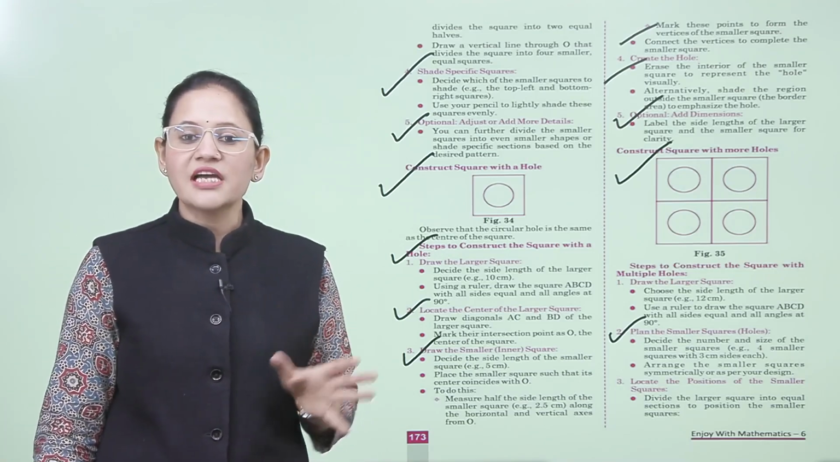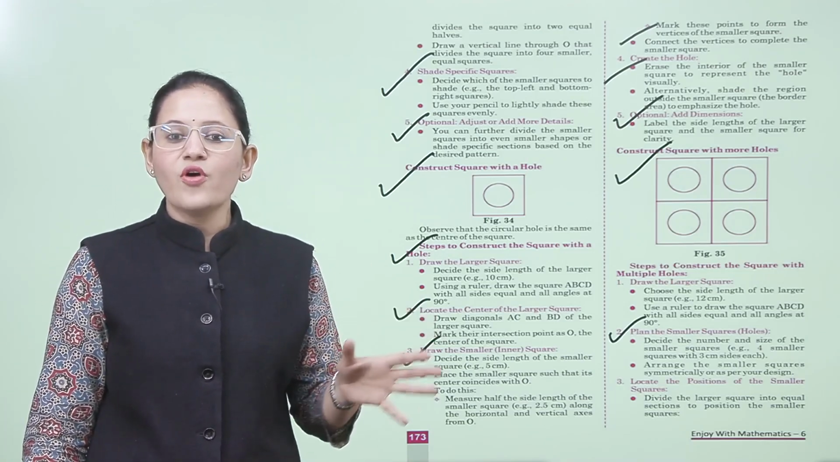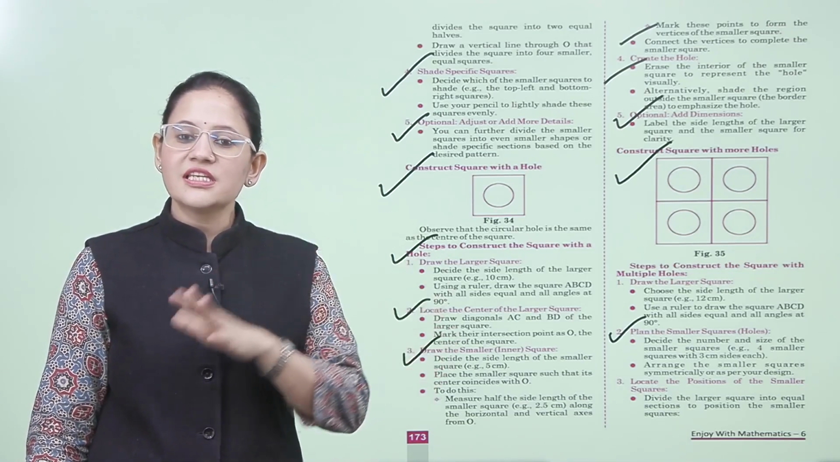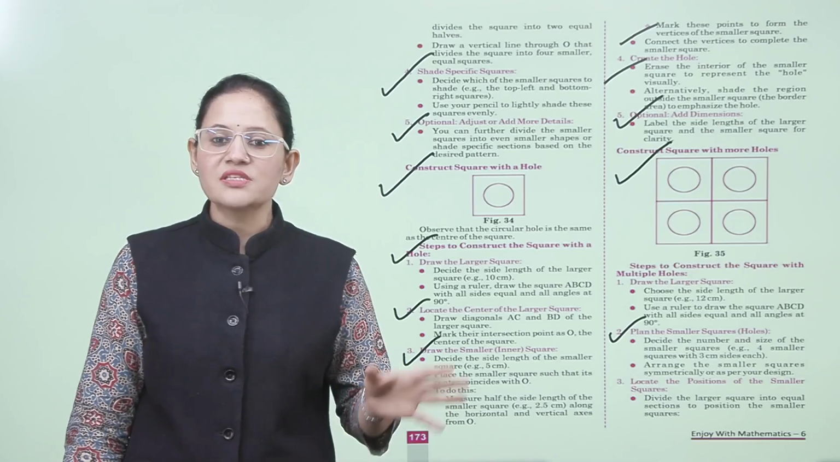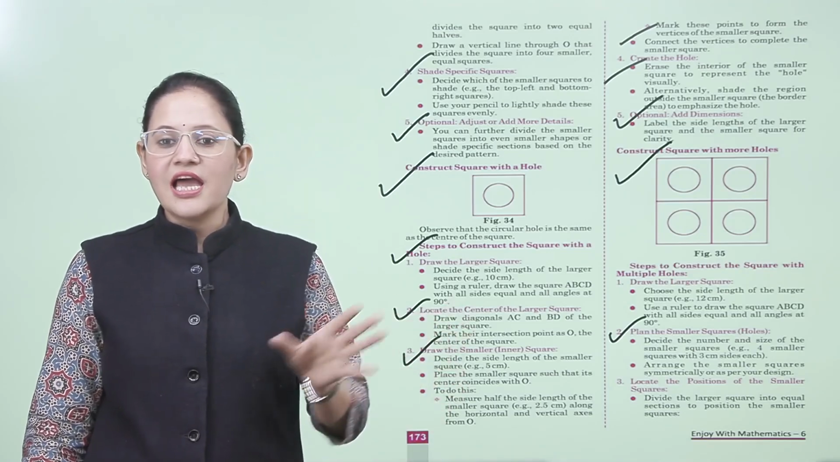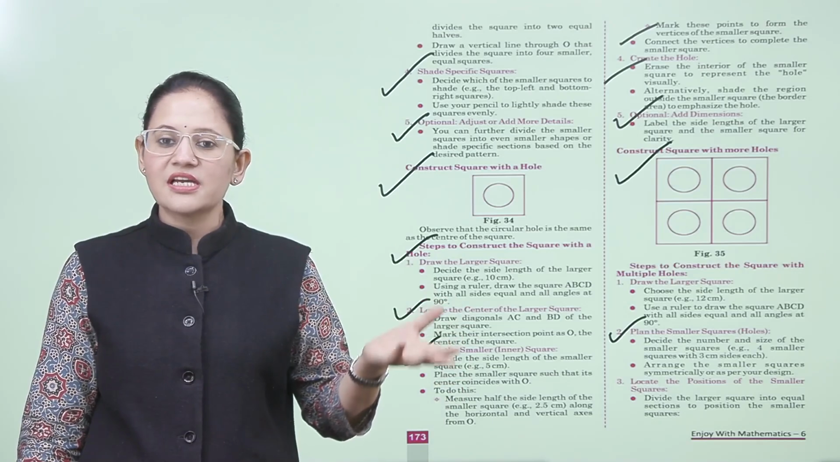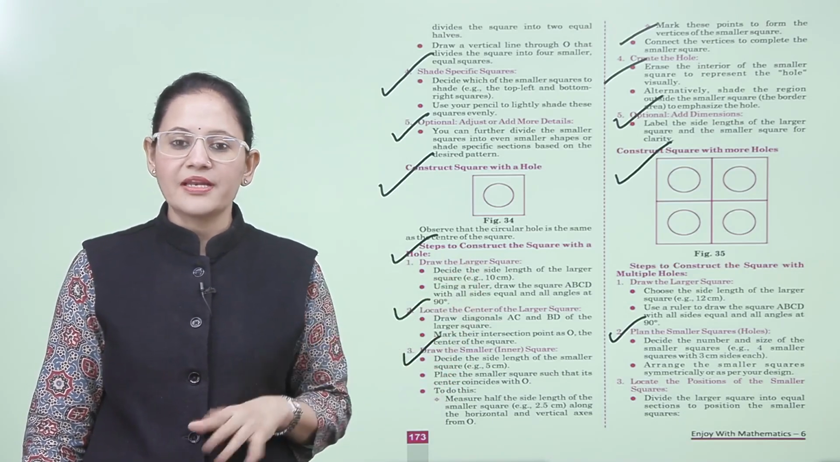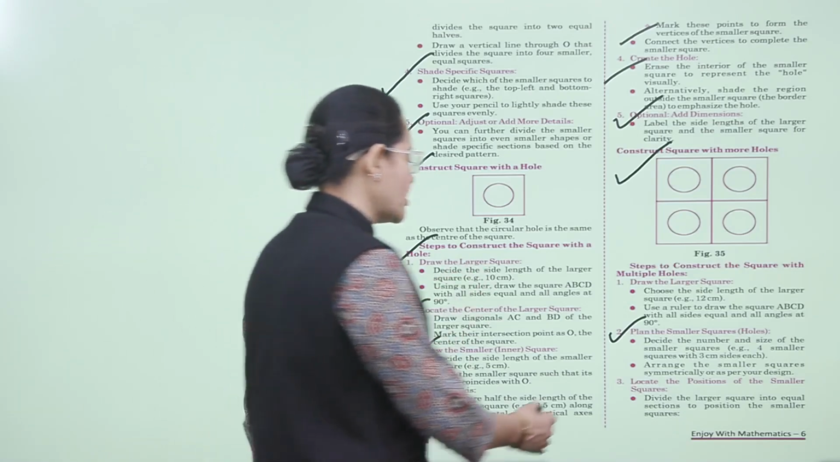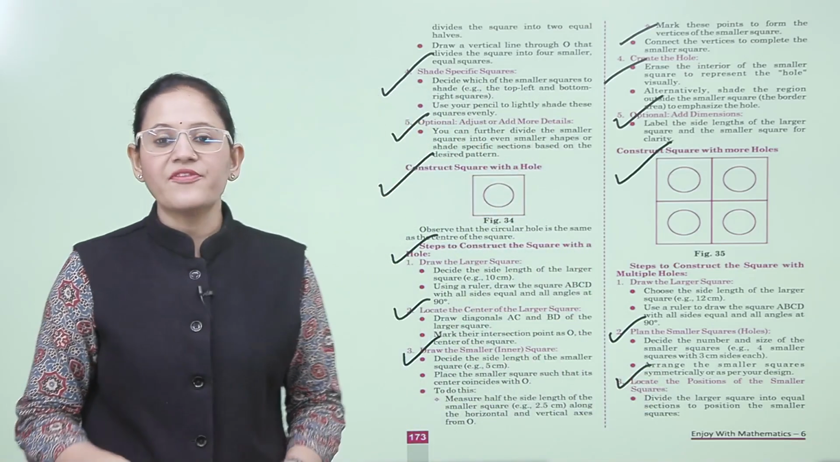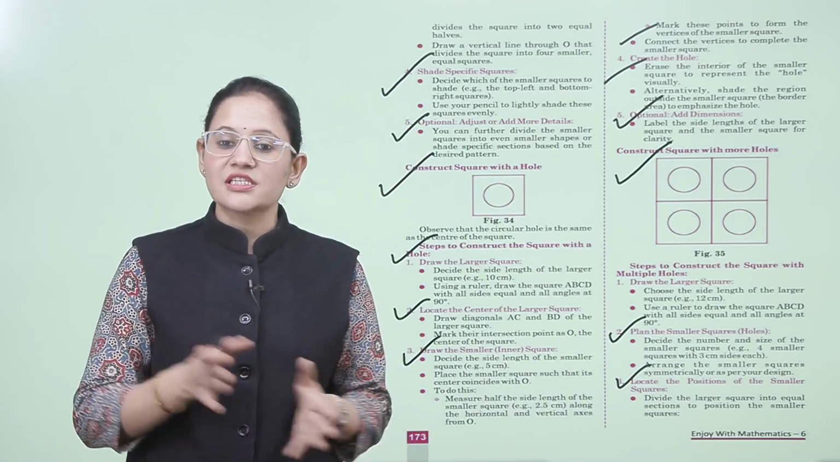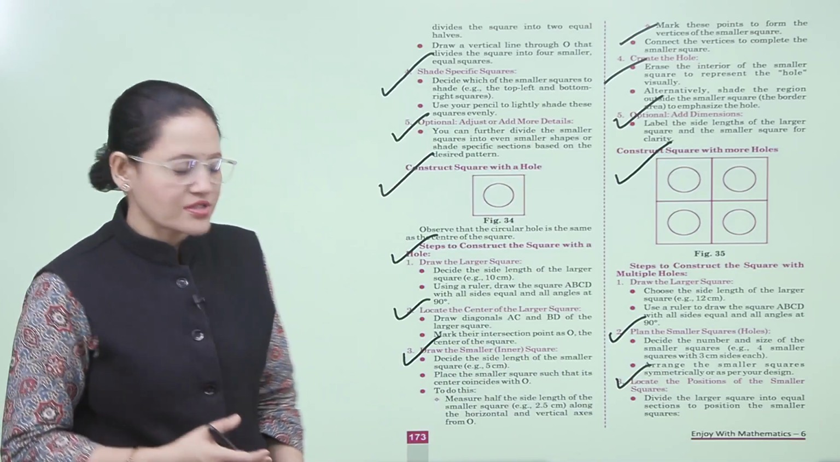Decide the number of smaller squares. 4 smaller squares with 3 centimeter sides, here we have taken. Clear? Now arrange the smaller squares symmetrically or as per your design. So whatever design we want, accordingly we will plan. Next we have to locate the position of the smaller squares. So for that we will divide the larger square into equal sections for the position of the smaller squares.